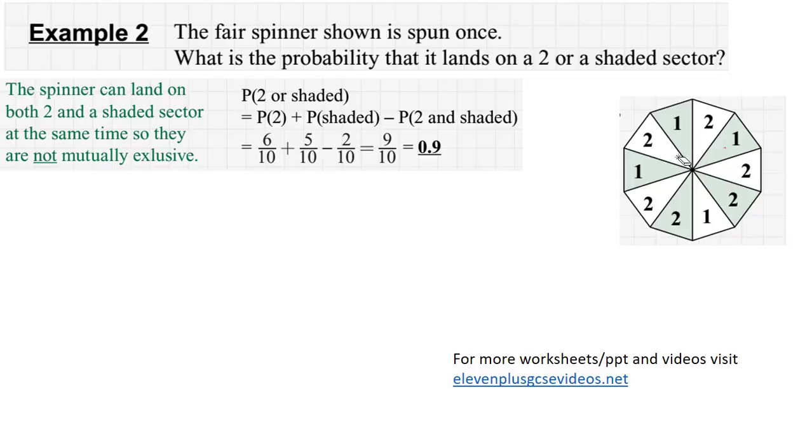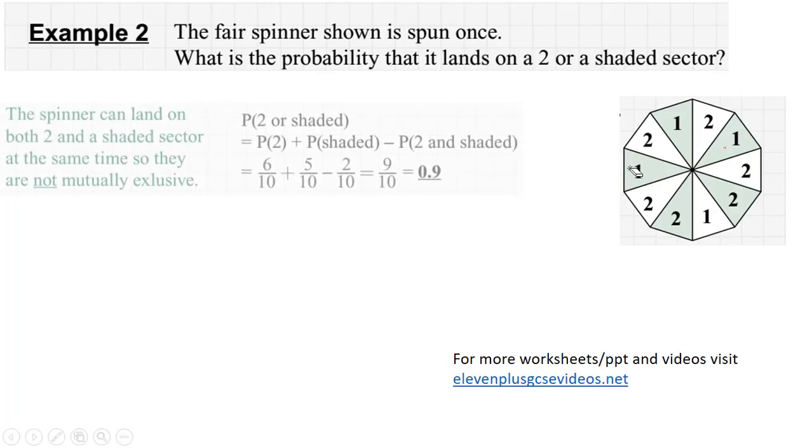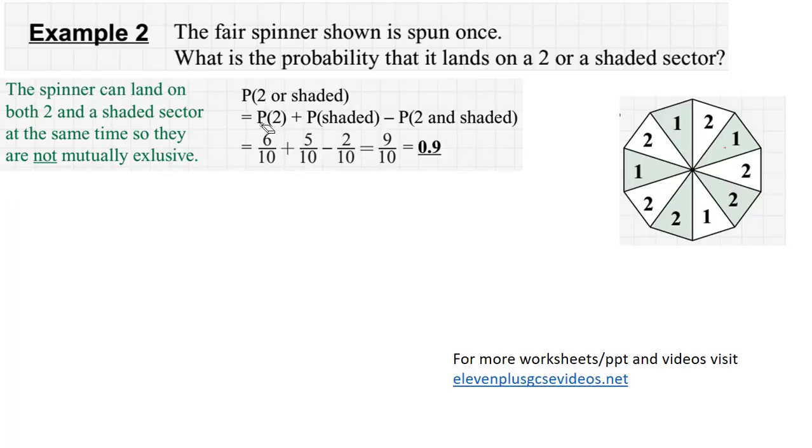Okay, if that's the case, then we're going to use the second equation we had, which is this one here. Because they're not mutually exclusive events, they can happen at the same time. You add their probabilities and you take away the probability of both of them happening at the same time. Now, coming to this, you can see that the chance that the spinner is going to land on a 2 would be 6, right? So 1, 2, 3, 4, 5, 6. So 6 out of 10.